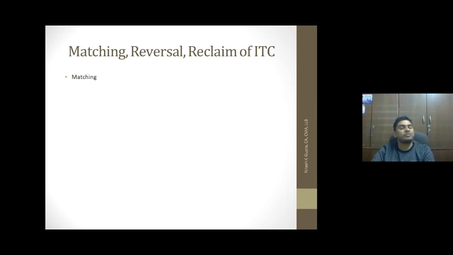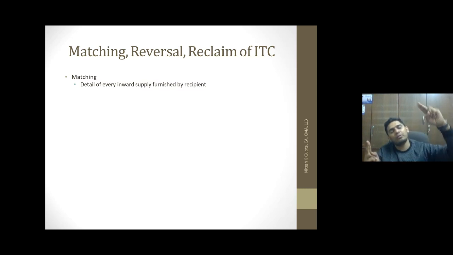So how does the matching happen? Details of every inward supply furnished by the recipient. I told you there were two returns. One is outward supply, one is inward supply. Outward supply is uploaded by the seller, inward supply is uploaded by the purchaser, and then they both are matched in the portal. And if there are any problems, any discrepancies, any mismatches.